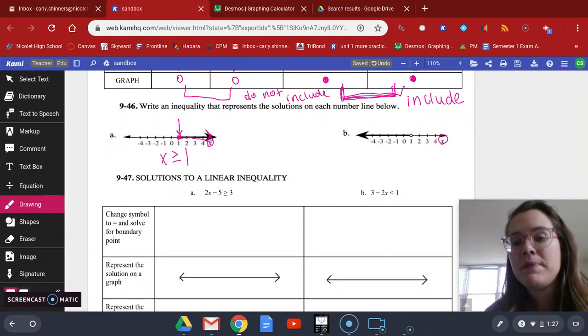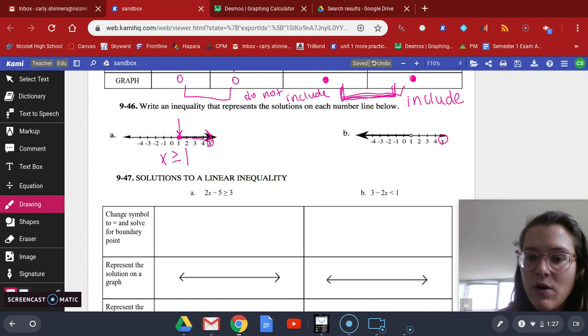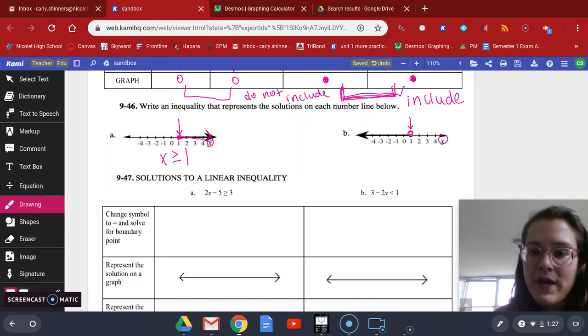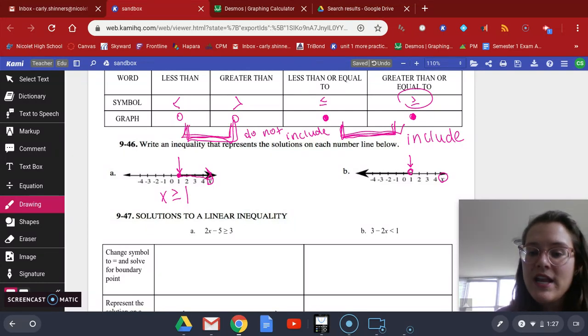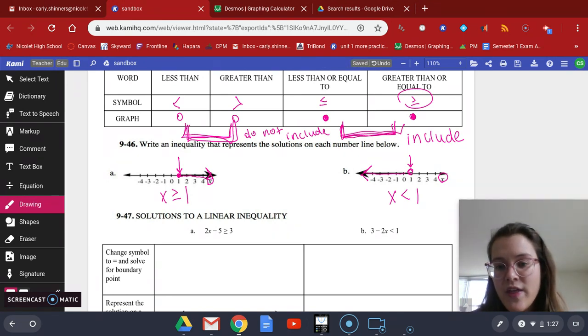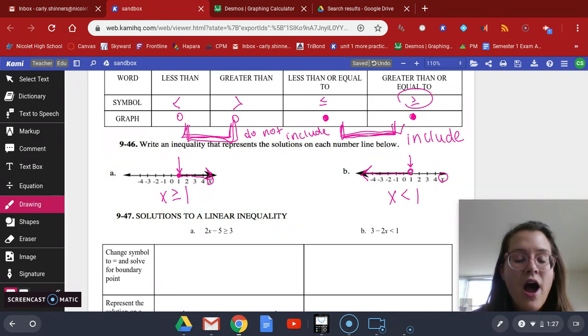What about problem B? My boundary point is still 1, but the point is open. So that means I'm on this side of my table, and I'm shading values to the left of 1. Left means less than, so it would be x is less than 1, okay? So that's kind of how that works.